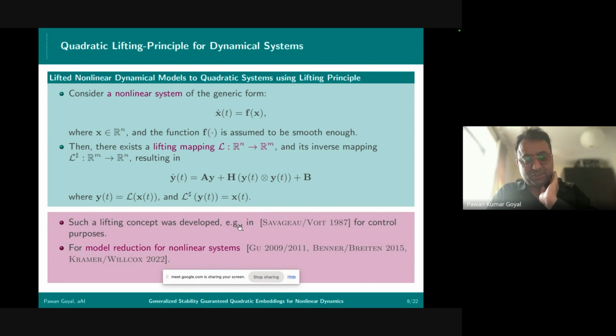And this is given by Sontag and Voigt in 1987, which used this principle of rewriting nonlinear systems as quadratic systems, because then at least controlling a quadratic system is much easier than a general nonlinear system. Similar ideas or similar principles have been used in the reduced order model community to obtain a compact model for nonlinear dynamical systems as quadratic dynamical systems.